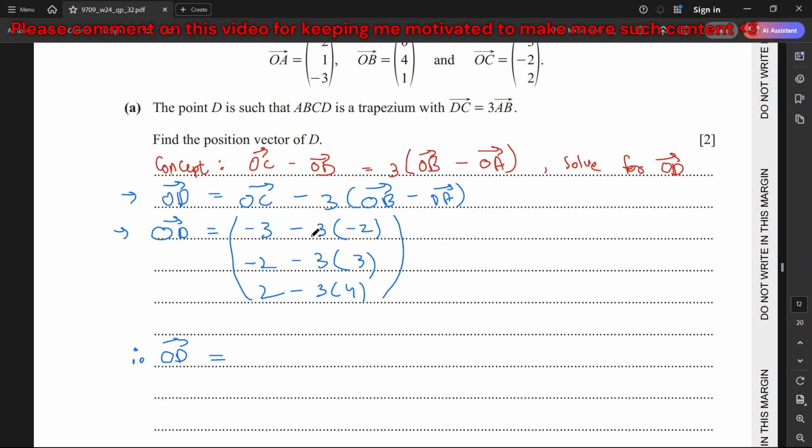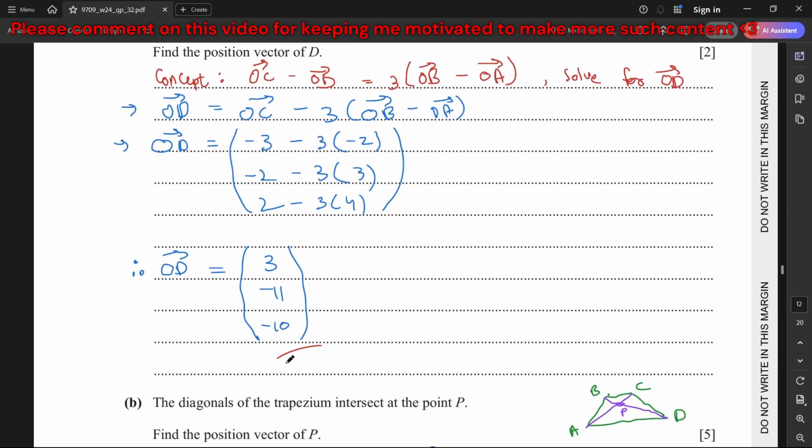Minus is going to be positive, so positive 6 minus 3 is 3. Then minus 9 minus 2 is minus 11, right? 3 3s are 9, 10, 11, okay. 3 4s are 12, minus 12 plus 2 is minus 10. So this is the value of OD that we have got, or I should say the OD vector that we have got.